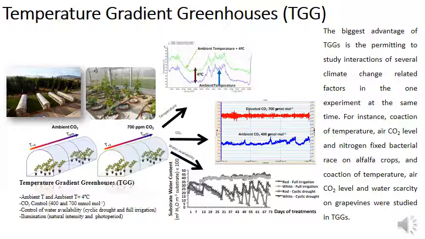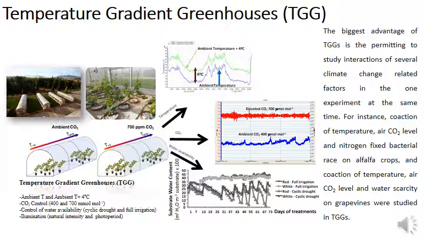Another climate change simulation experiment is temperature gradient greenhouses. The biggest advantage of temperature gradient greenhouses is permitting the study of interactions of several climate change related factors in one experiment at the same time. For instance, the coaction of temperature, air carbon dioxide level, and nitrogen fixing bacteria on alfalfa crops, and the coaction of temperature, air carbon dioxide level, and water scarcity on grapevines were studied in these temperature gradient greenhouses.